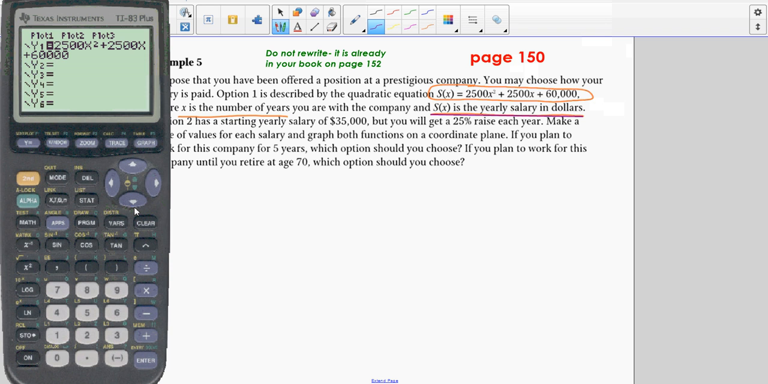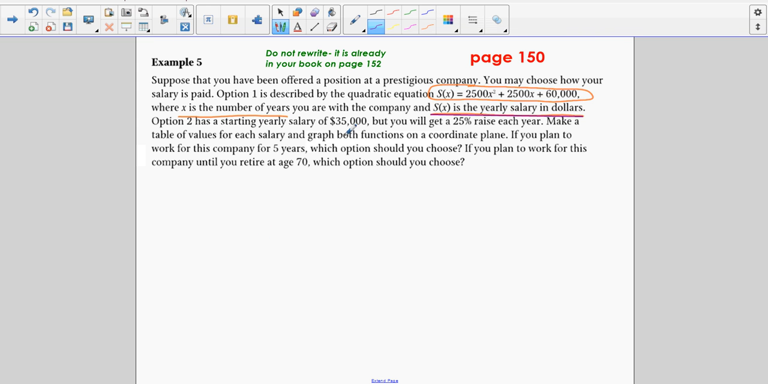Now, for the next one, that's given to us. But for option number 2, you have a yearly salary of $35,000 and you get a 25% raise each year. So option number 2 is going to be exponential. So your A value, your initial value is 35,000. That's what you're starting with, and you're getting a raise of 25% each year.